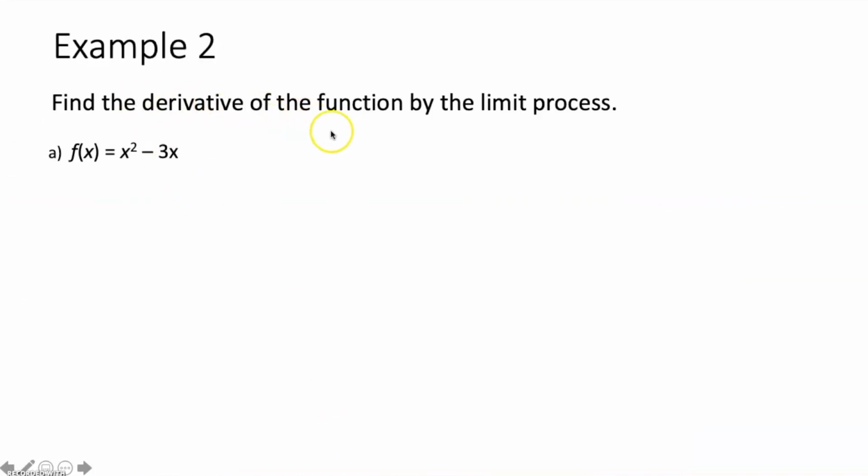Example 2 says find the derivative of the function by the limit process. So here we just have a function, f of x is equal to x squared minus 3x. And it says find the derivative. It doesn't give you a point of tangency. It doesn't say find the slope of the tangent line at a given point.